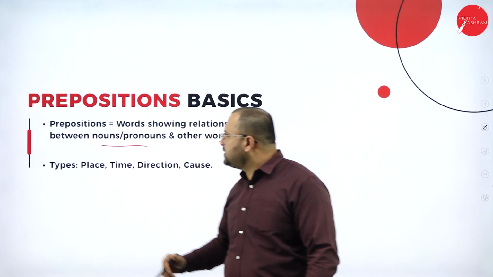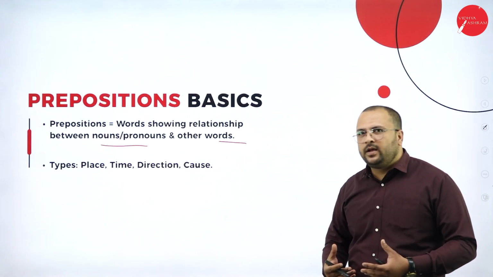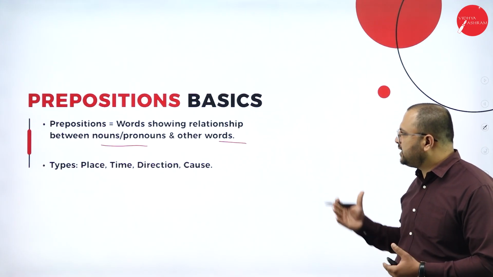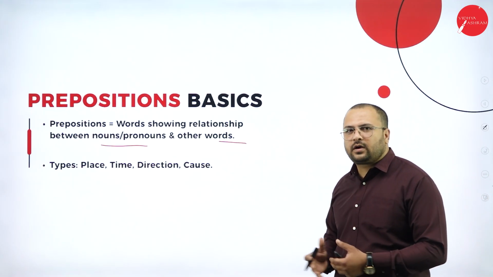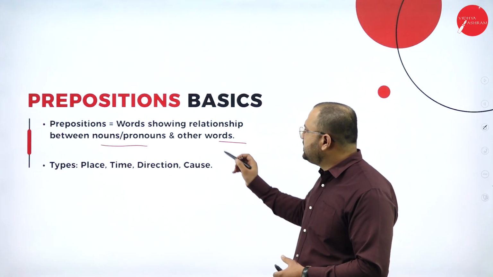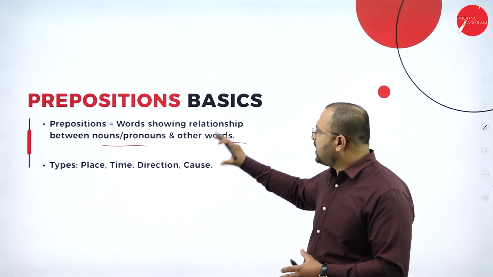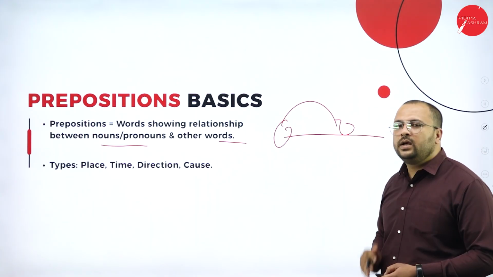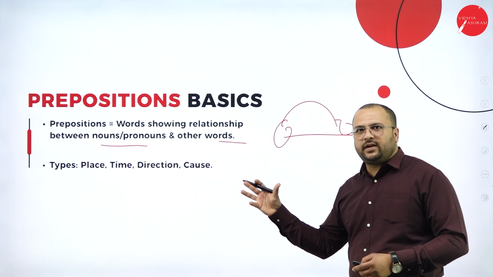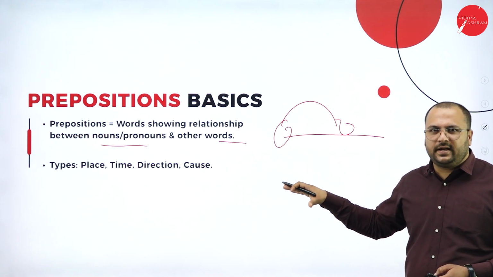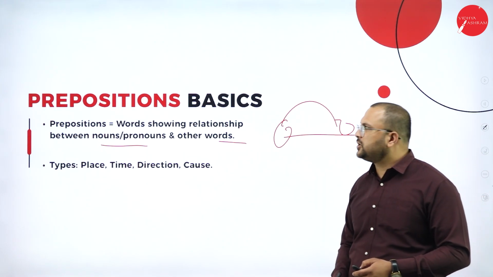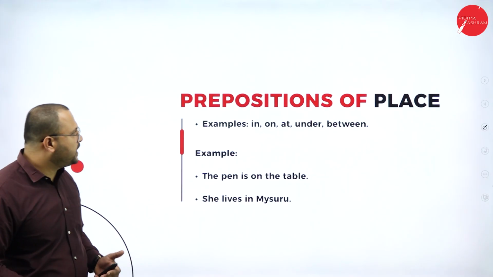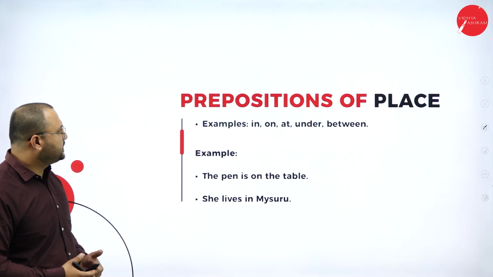So these prepositions have different types: prepositions of place, prepositions of time, prepositions of direction, prepositions of cause. So this is preposition. Prepositions are words which connect nouns in a sentence. Remember this. If this definition is there in your mind, you can easily identify which word is the preposition. So now let's go to the first type of preposition, that is prepositions of place.